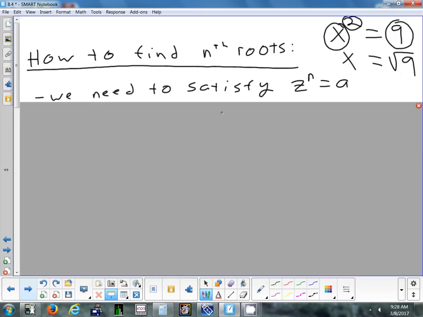So if you had an equation like that, you'd be solving for a square root. If you had an equation like this, you couldn't take a square root of it to solve it. What would you have to do? You'd have to do a cube root. Okay? That's how you find an nth root. Solving an equation that starts out looking just like that.